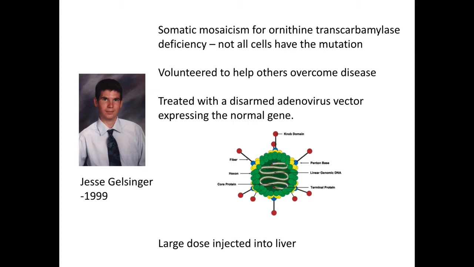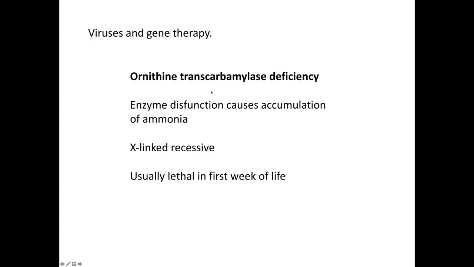Normally he wouldn't have lived to be as old as he was in this picture, because not all of his cells had this defect. A large number did, but because of that, he was a good candidate for the first person to receive gene therapy to express this particular enzyme. I said it's an enzyme dysfunction, so if you express the enzyme ornithine transcarbamylase, you could potentially cure this individual by allowing the ammonia to not be accumulated.